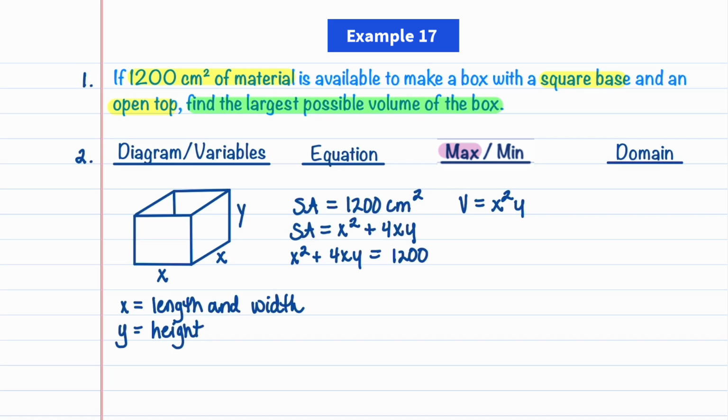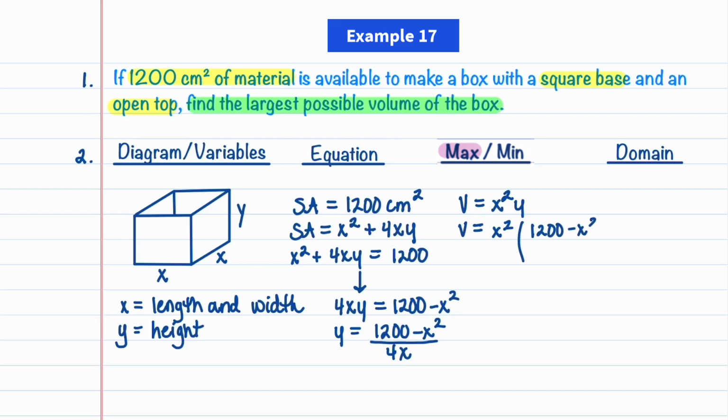Now we need to put our volume in terms of one variable. So we need to come back to our original equation right here, and we need to solve for y. So let's go ahead and do that. We have 4xy is 1200 minus x squared, and that gives y is equal to 1200 minus x squared, all divided by 4x. Now let's take that and put it back up into our equation for V.